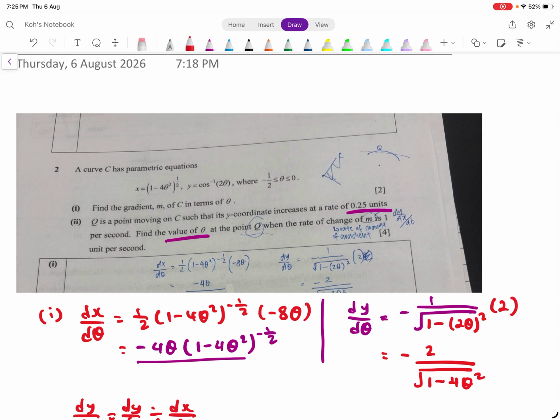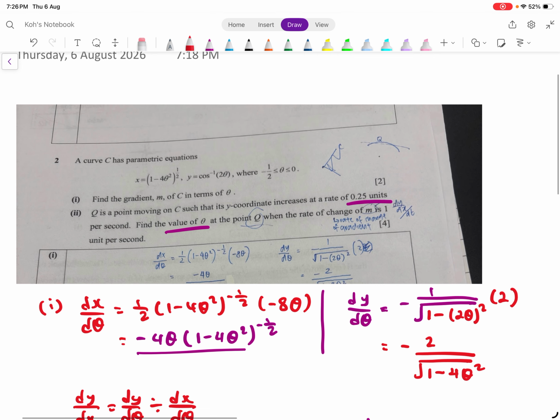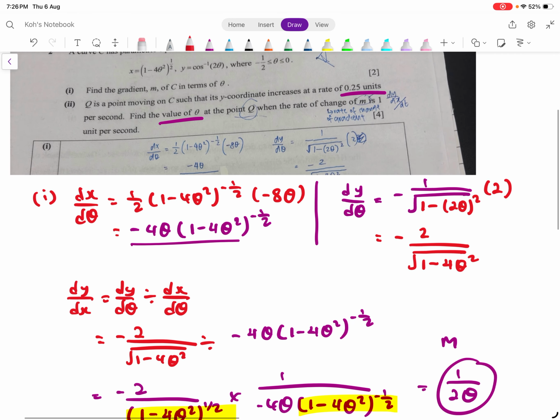Alright, let's go through question 2, part 2. The curve has a parametric equation x equal to something, then y is equal to cosine inverse 2 theta, where theta is more or equal to negative half, less or equal to 0. The very first part, we are asked to find dy/dx. So this one, I will say quite simple.